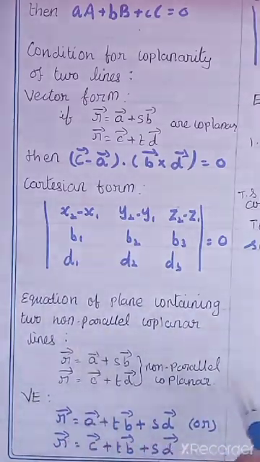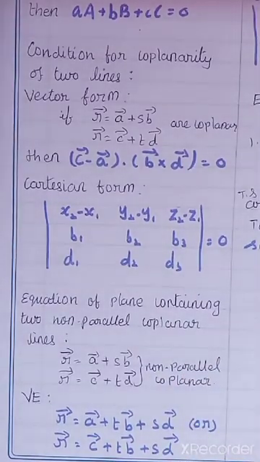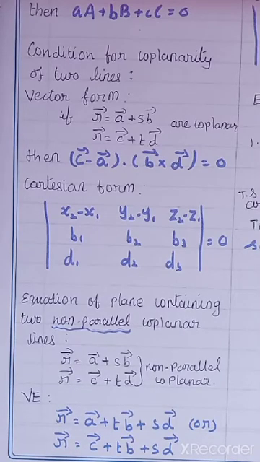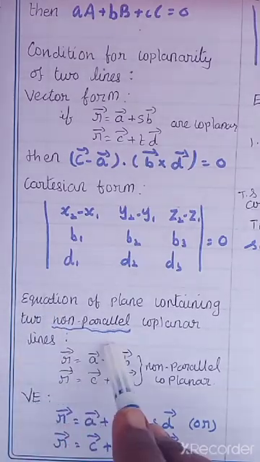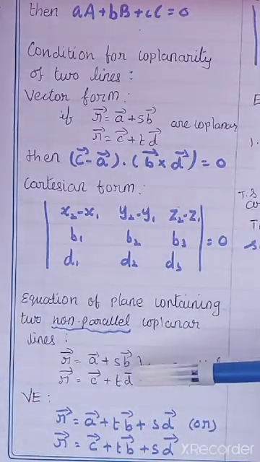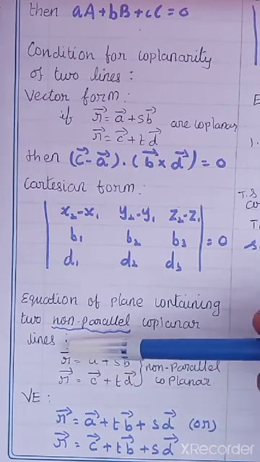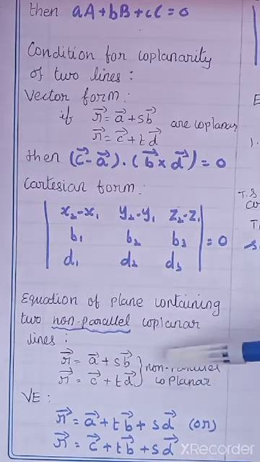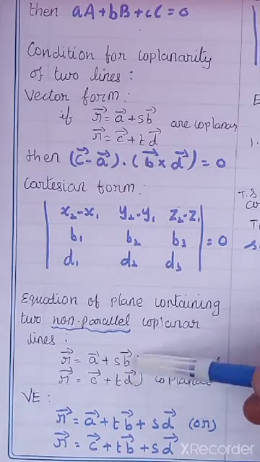Okay, and your last one, the equation of a plane containing two non-parallel coplanar lines. So the vectors will not be the same; that is the meaning of non-parallel. Non-parallel means that if we take two lines, their vectors b and d are non-parallel. Okay? So what is the condition for non-parallel coplanar? Again we are taking two lines, r equal to a plus s b, r equal to c plus t d, which are non-parallel coplanar. Since they are non-parallel, the two vectors will not be equal.